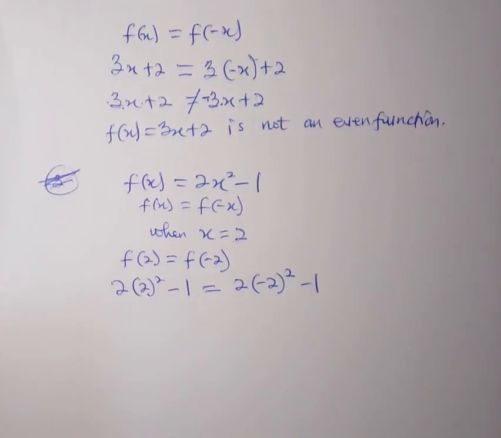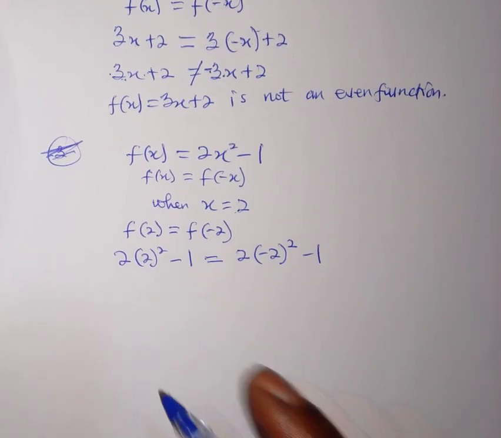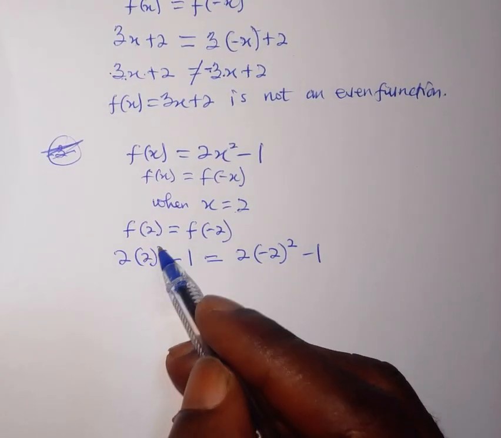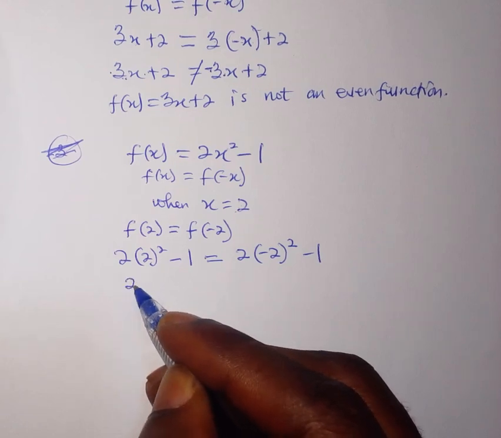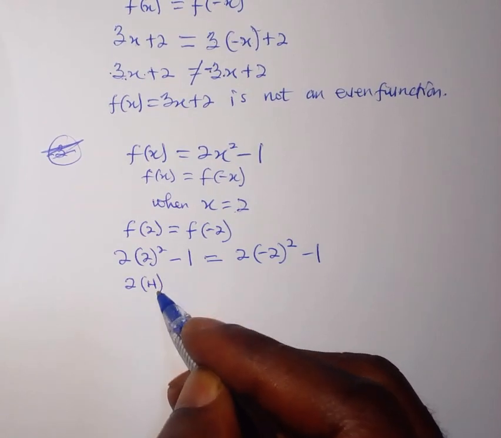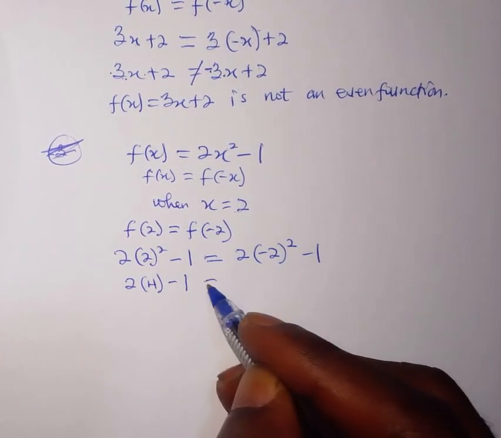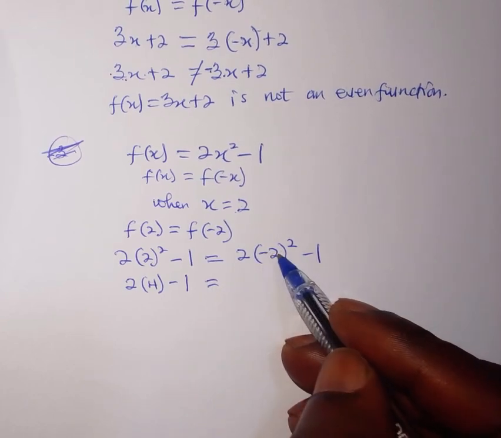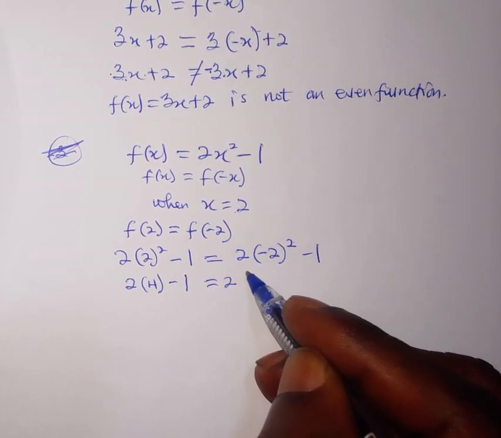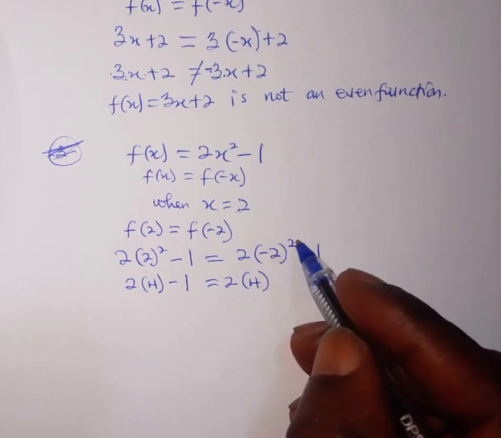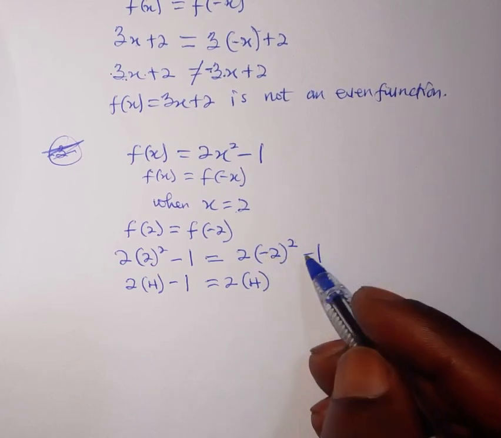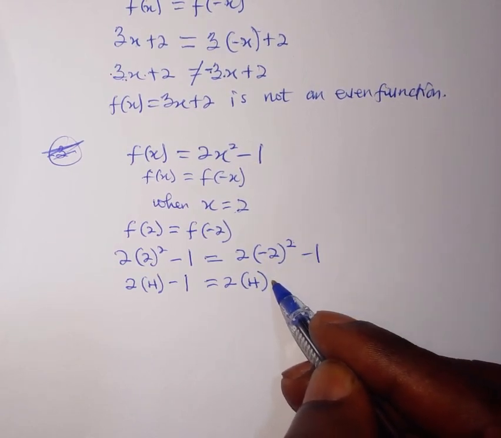So let's continue. Now we know that 2 squared gives me what? 4. So I have 4 minus 1 is equal to, and we know that negative 2 squared will also give you what? 4, positive 4, because the square will cater for the negative. Minus 1.